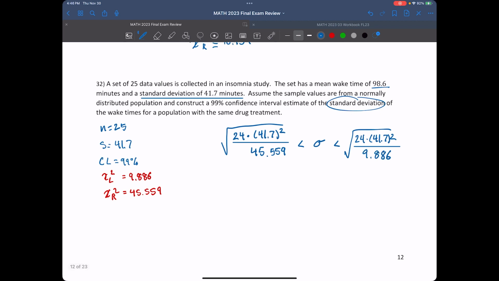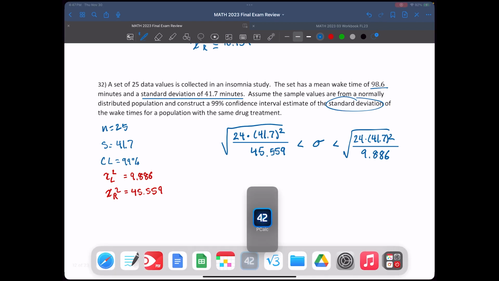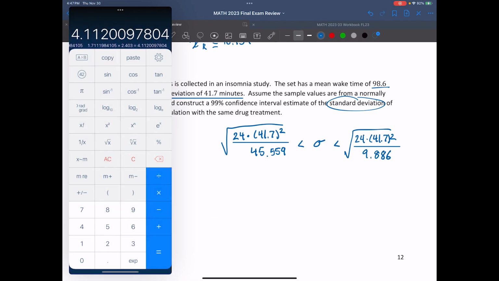So that's our setup. And I'll go ahead and do one of the computations, then I'll just refer to the solution manual for the other. Let's do the left one. The way I would start this one is start with the numerator and square it. So 41.7, square that, multiply it by 24, divide it by the chi-squared value, 45.559, hit equal, and now take the square root. So that is going to give me 30.27.